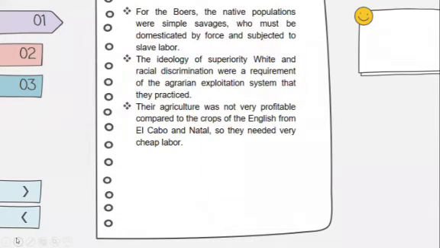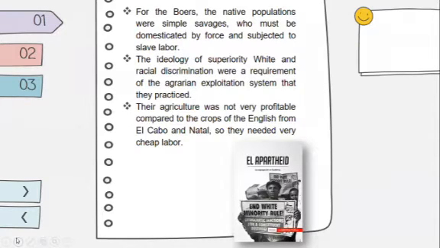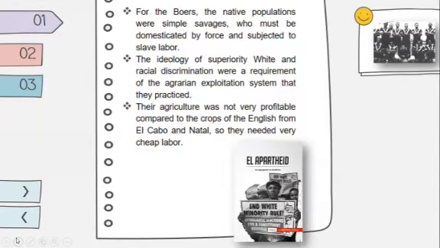For the Boers, the native population were simple savages who must be domesticated by force and subjected to slave labor. The ideology of white superiority and racial discrimination was a requirement of the agrarian exploitation system that they practiced. Their agriculture was not very profitable compared to the crops of the English from El Cabo and Natal, so they needed very cheap labor. The commercial and liberal mentality of the British, on the other hand, considered slavery as an obstacle to the creation of consumer markets.